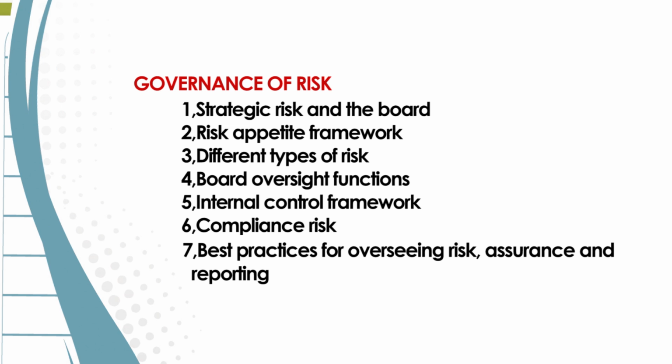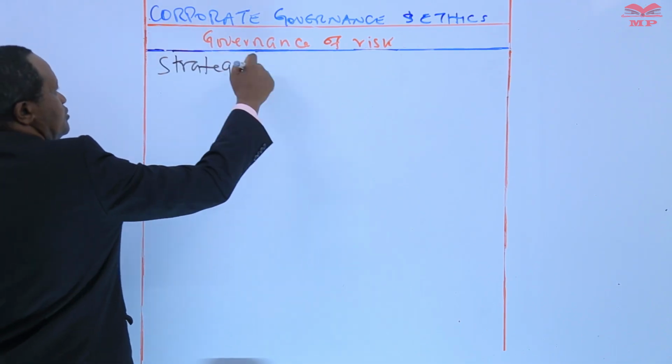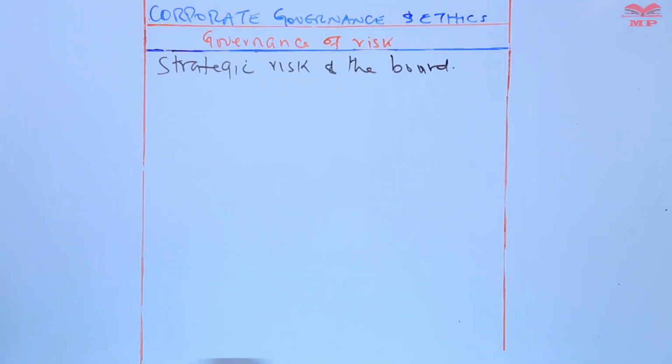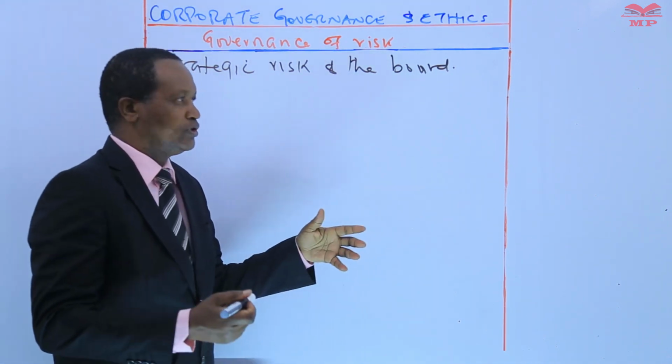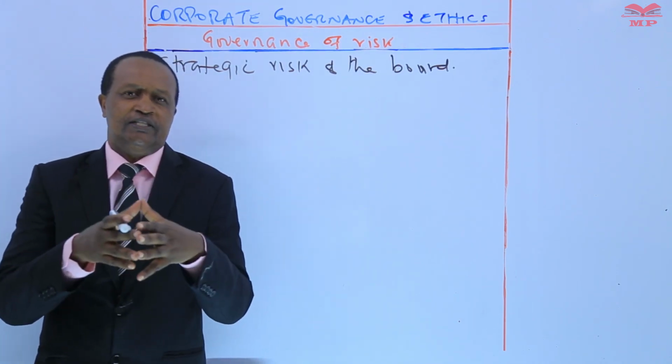In our today's lesson, we will study the first sub-chapter, which is strategic risk and the board. That is the first subtopic, strategic risk and the board. Now, these two concepts, strategic risk and the board, are intrinsically linked with corporate governance.